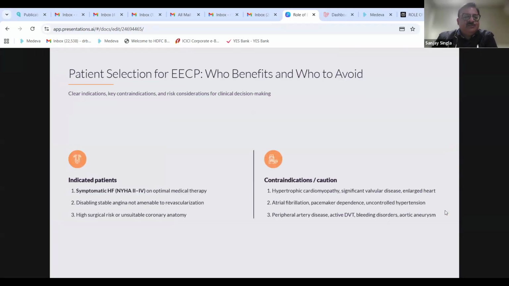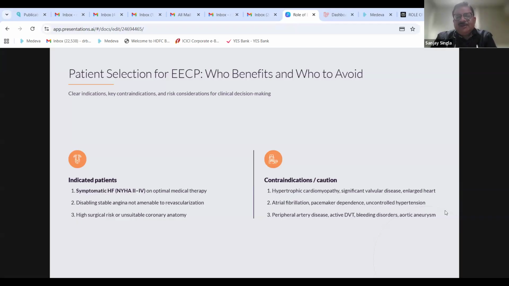Patient selection: we have to see symptomatic patients only, class 2 to 4, but ideally only 2 to 3. Class 4 should not be given, because they are decongested patients on optimal medical therapy. Disabling stable angina which is not amenable to revascularization can be treated. High surgical risk patients, those who can't undergo CABG or who have unsuitable coronary anatomy, and patients having microvascular angina can also be taken up for ECP.